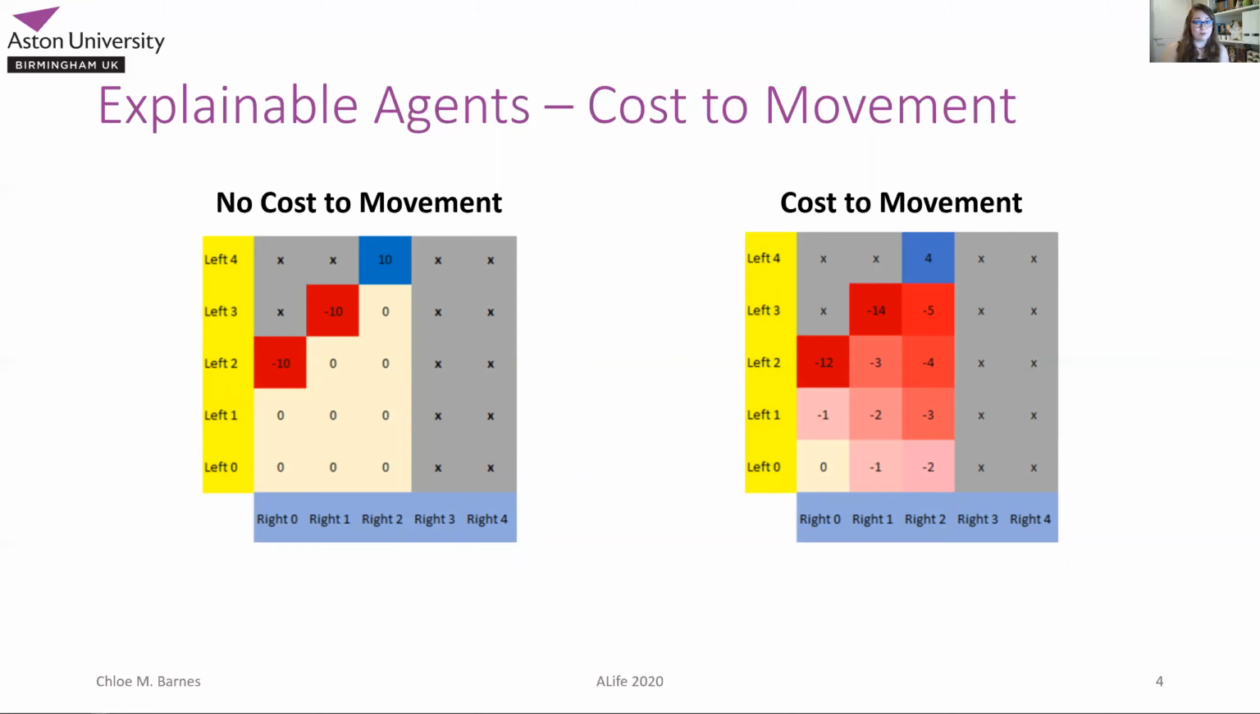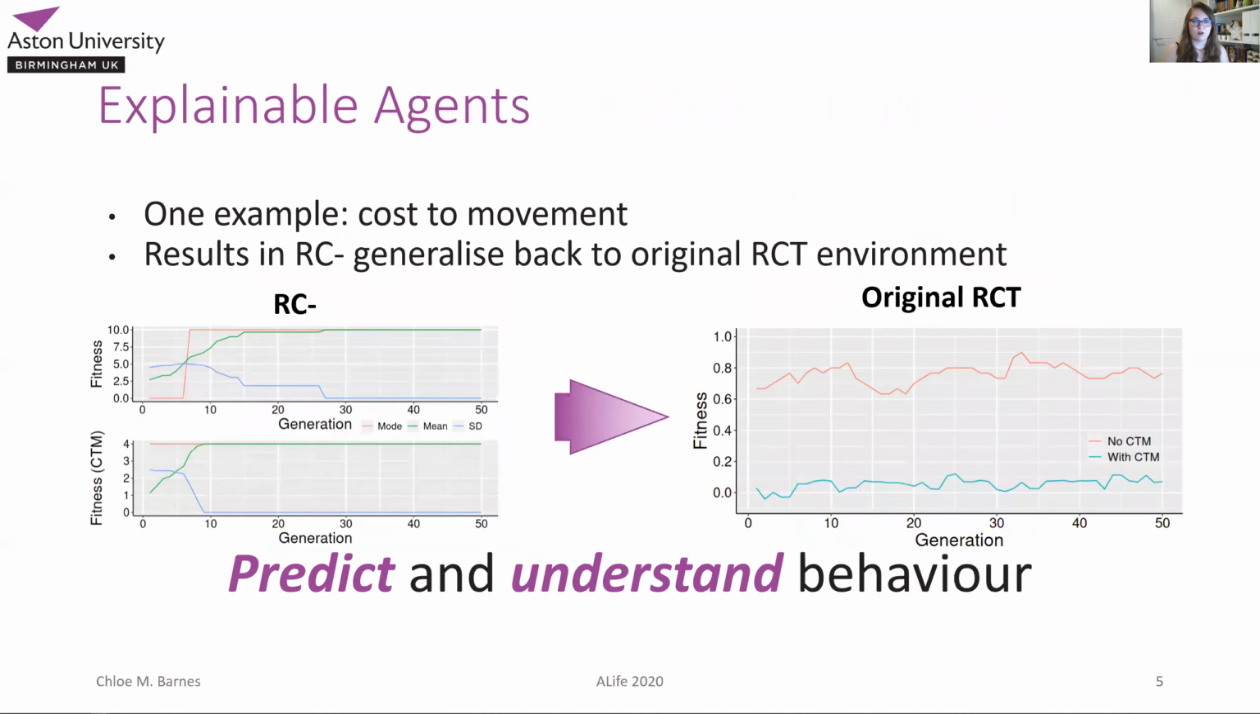But with a cost to movement, this creates a trap function. And we can see this clearly because as an agent gets closer to the solution, it actually gets a worse fitness. So it's kind of misleading. We can see that very clearly with these graphs.